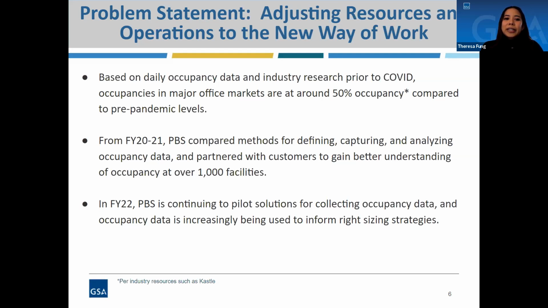So to get a better idea of our occupancy in our portfolio, beginning in fiscal year 2020 and 21, we started looking at different ways to measure occupancy in our space, primarily with badge swipe systems. And we also reached out to our customers to get a better understanding of their occupancies at over 1,000 facilities. That's where we started. In FY22 and today, we continue to pilot solutions for collecting occupancy data, and it's increasingly being used to inform right-sizing strategies. And we'll be going into more detail on those in the next slides.